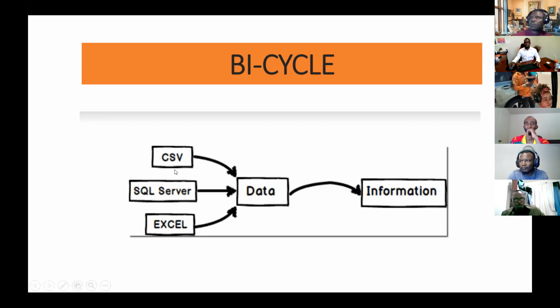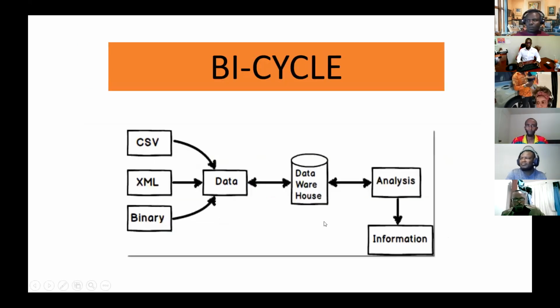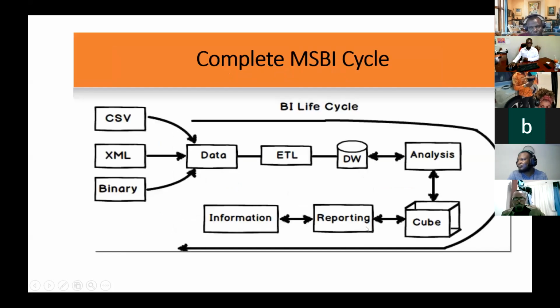So you have this data that comes from different sources that are imported into a system, and this data is then used to produce some kind of information. And here you see, for example, we bring this data from different sources, different data types, into a data warehouse, and from that we do some analysis. That's where the SSIS comes into play, because you are doing analysis on data, and then you use that information to make decisions about the business.